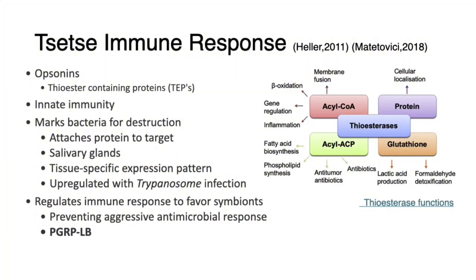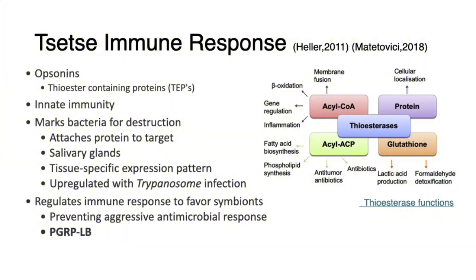This is also crucial as the fly is a vector. So if the fly is infected by another pathogen, then it cannot effectively carry out its role as trypanosome's vector. It does display tissue-specific expression patterns, and we see that opsonins are upregulated with trypanosome infections. It does regulate the immune response to favor the symbionts.